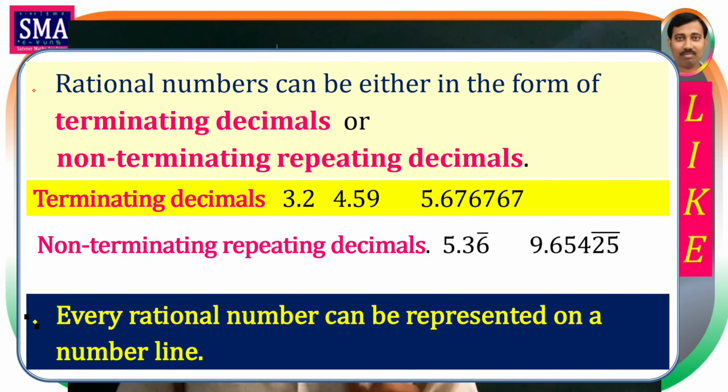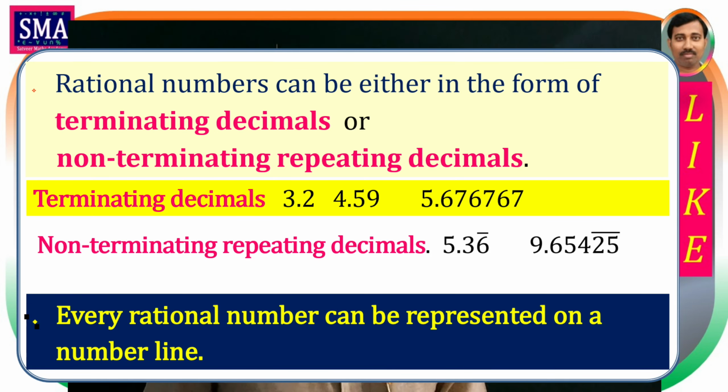Every rational number can be in the form of a terminating decimal or a non-terminating repeating, or recurring, decimal. For example, terminating decimals: 3.2, 4.59, 5.676761. Non-terminating recurring decimals: 5.36 bar, 9.65425 bar, 25 bar. Every rational number can be represented on a number line.